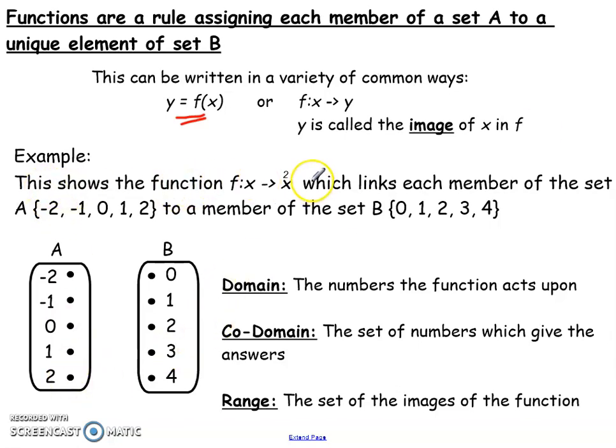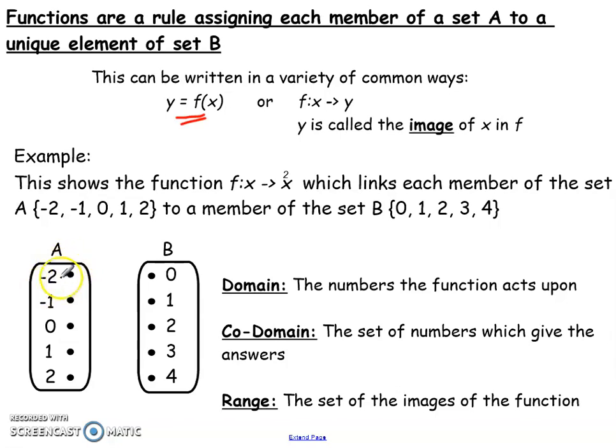What we have to be able to do is work with these. So I'm going to take the function f from x using the rule x squared. It's going to link each member of a set A, and I'm going to tell you that A goes from -2 to 2, so the whole numbers from there, to a member of set B, and I'm going to tell you the values of B go from 0 to 4. So what that means is I can take x squared, use that as my rule, apply it to any value in set A, and I should get an answer in B that is between 0 and 4.